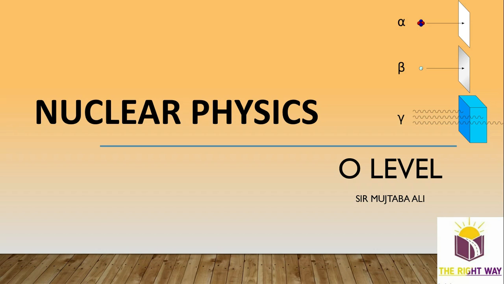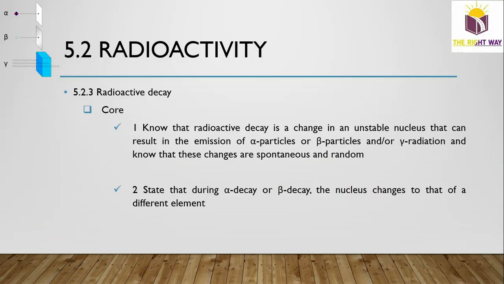In today's topic of nuclear physics, we are going to discuss radioactive decays. In the core topic, we are going to discuss that radioactive decay is a change in an unstable nucleus that can result in the emission of alpha, beta, and gamma radiations. And know that these changes are spontaneous and random. State that during alpha and beta decay, the nucleus changes to that of a different element.